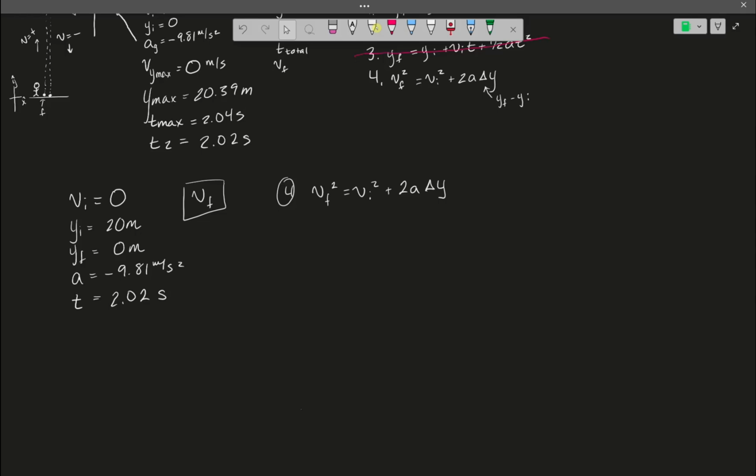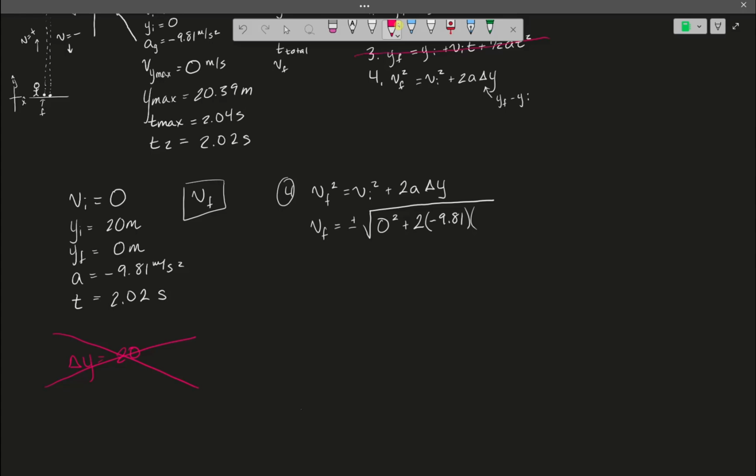So let's go ahead and plug in some numbers because we already have our final velocity on the left-hand side, right? So our final velocity is going to be equal to plus or minus the square root of my initial velocity squared, that's 0, plus 2 times my acceleration, which is negative 9.81, times this delta y. So what is my delta y? A lot of students put in that delta y is equal to 20. This is not correct. That is not correct.